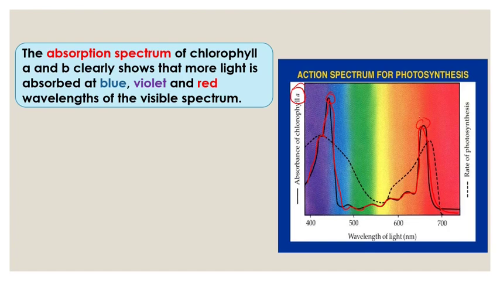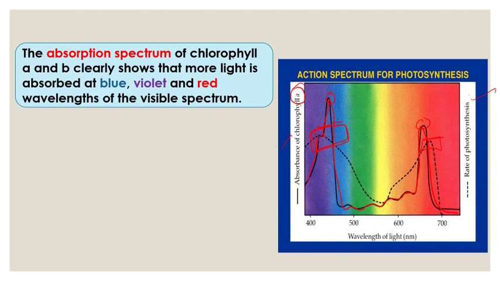Correct? This dotted line which is seen in the picture shows the rate of photosynthesis that is carried out, meaning the action spectrum. What is the action of pigments to carry out photosynthesis? If you see properly, they are also able to carry out maximum photosynthesis at violet blue and at red color. So don't you think the action spectrum, the rate of carrying out photosynthesis, and the absorption spectrum are coinciding for this chlorophyll A? Yes, it is.